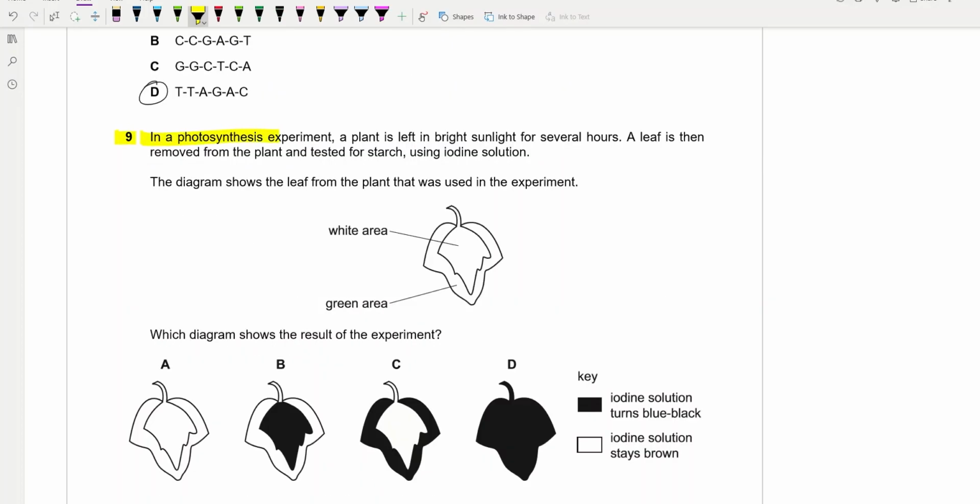Question number 9. In a photosynthesis experiment, a plant is left in bright sunlight for several hours. A leaf is then removed from the plant and tested for starch using iodine solution. The diagram shows the leaf from the plant that was used in the experiment. White area, green area. Which diagram shows the result of the experiment? So this is the green area.